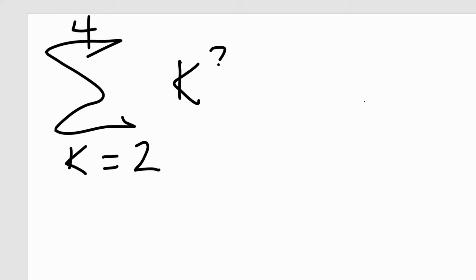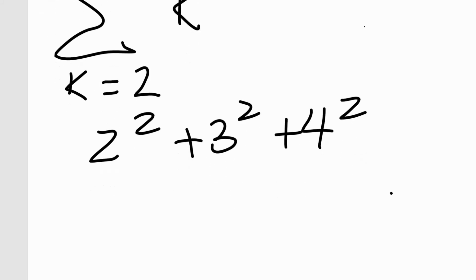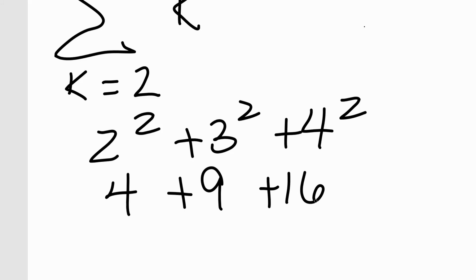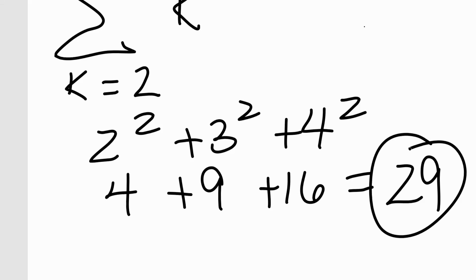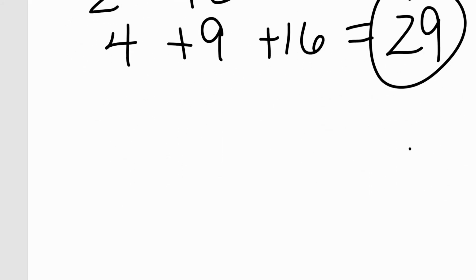So let's just say it was k squared. So you're going to start with our lower bound, our number at the bottom, which is 2. So 2 squared, increase it by 1, we get 3 squared, increase it by 1, we get 4 squared. So now what the sigma or the summation tells us, we have to add up all of those terms. So 2 squared is 4, 3 squared is 9, 4 squared is 16. When we add these up, we get a total of 29. That is the answer to the summation. So let's do one more of these.